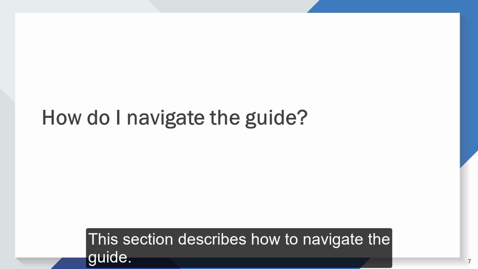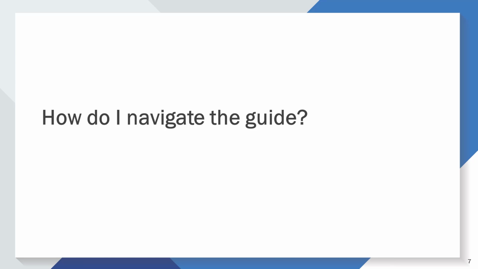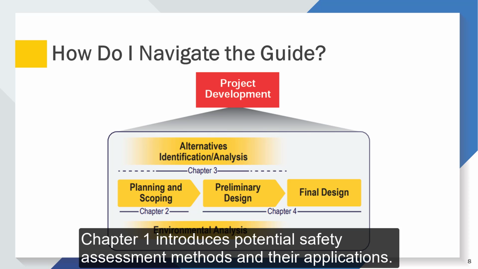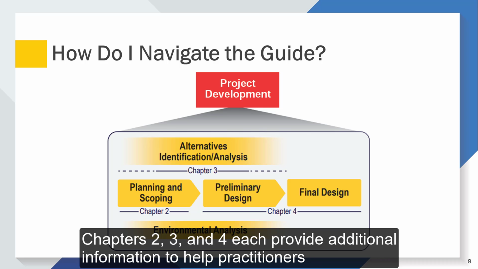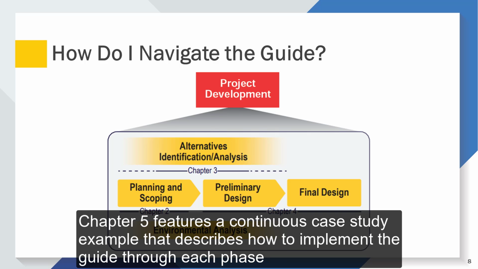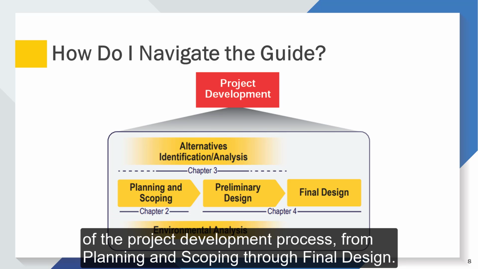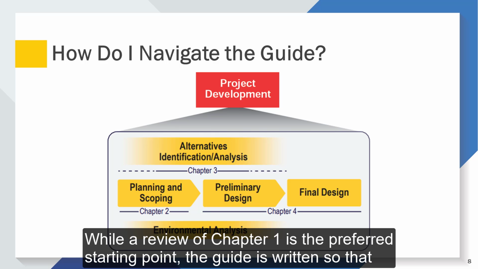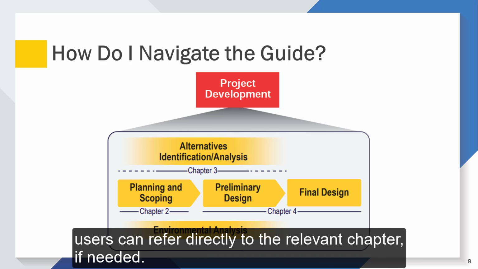This section describes how to navigate the guide. The guide is organized into 5 chapters. Chapter 1 introduces potential safety assessment methods and their applications. Chapters 2, 3, and 4 each provide additional information to help practitioners select safety assessment methods for a specific project development phase, with examples. Chapter 5 features a continuous case study example that describes how to implement the guide through each phase of the project development process, from planning and scoping through final design. While a review of Chapter 1 is the preferred starting point, the guide is written so that users can refer directly to the relevant chapter if needed.